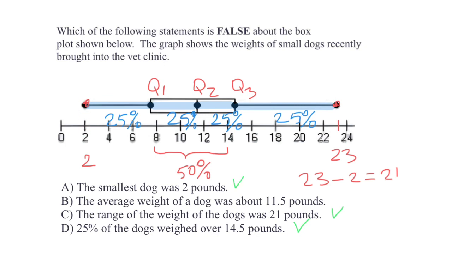And what about the statement that the average weight of the dog was about 11.5 pounds? This quartile here stands for 11.5, but it is not the average. This is going to be the median. So that's why this statement is false, and we have to find the false statement. So 11.5 is going to be the median, not the average.